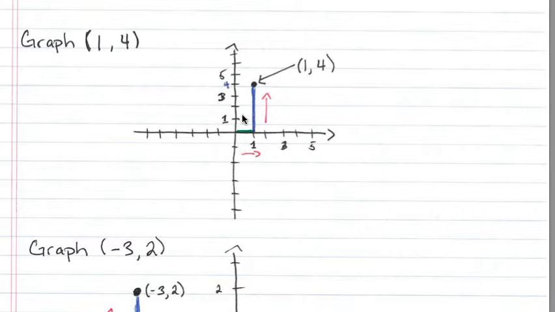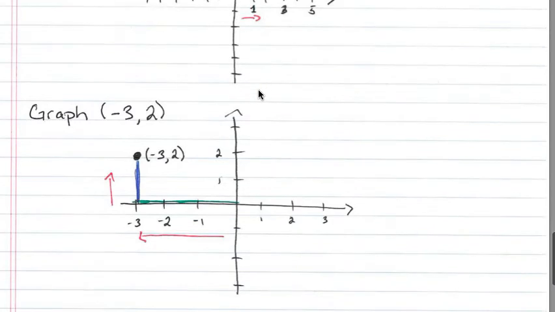Also notice here I labeled our system with just 1, 3, and 5, but again, we can see that this will be 1, 2, 3, 4, 5. I just wrote the 4 there just for clarification. So we went over 1 and up 4. So this is the answer to graph 1, 4. That dot is the answer.